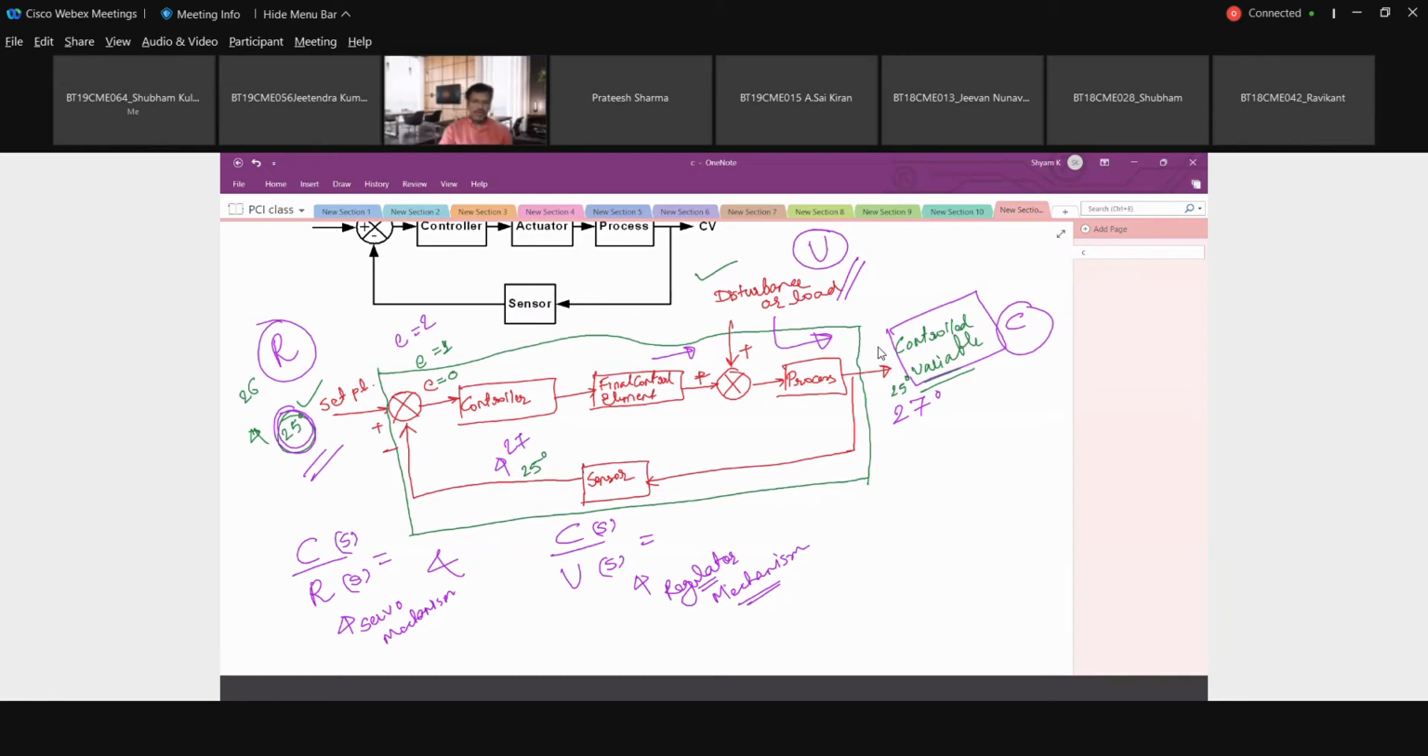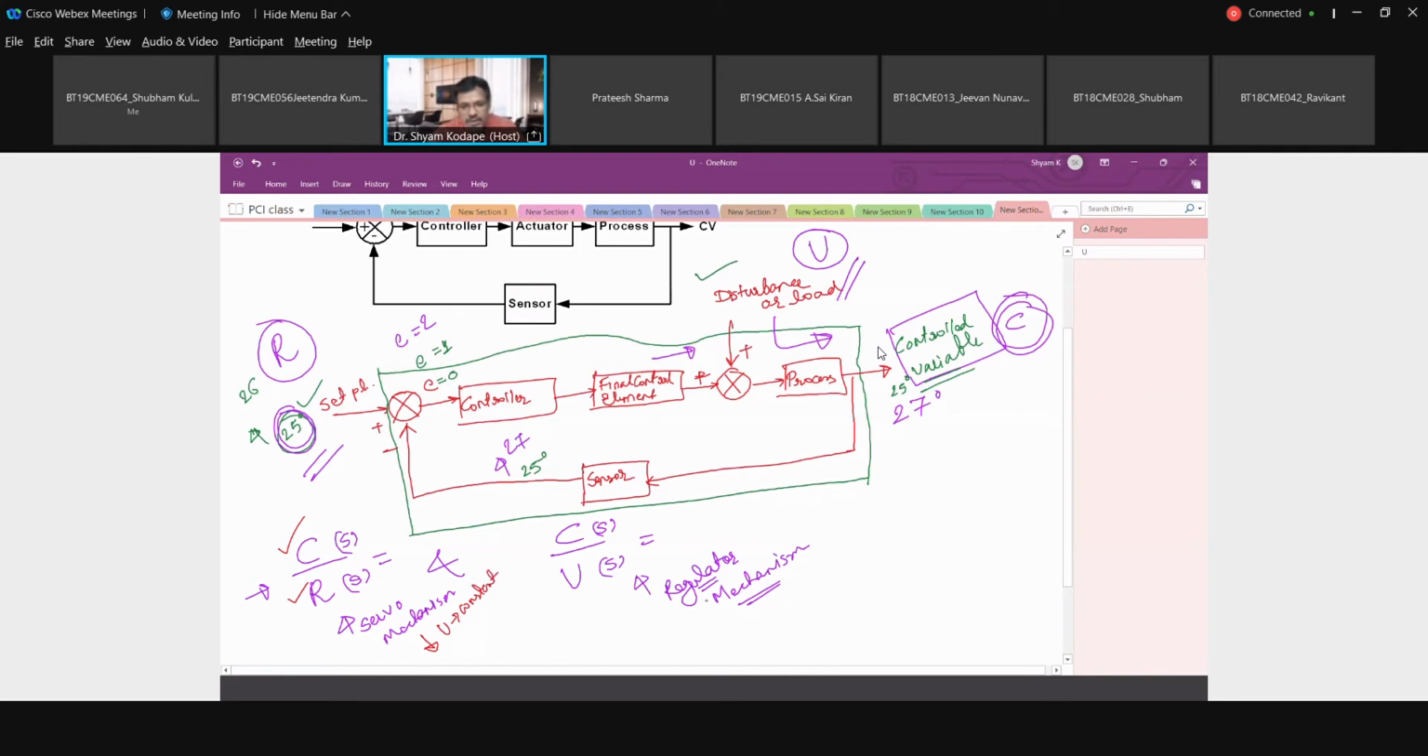Remote control is an example of a servo mechanism. Are you getting my point? It is the study of the variation of control variable with set point change. Study of change in control variable with the set point with time for constant value of load variable. Here U is constant.